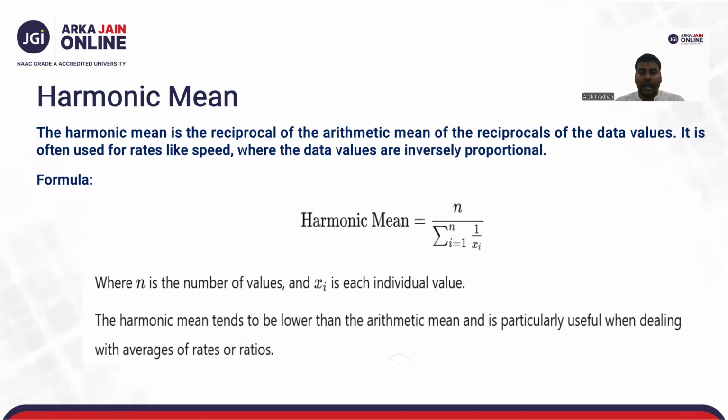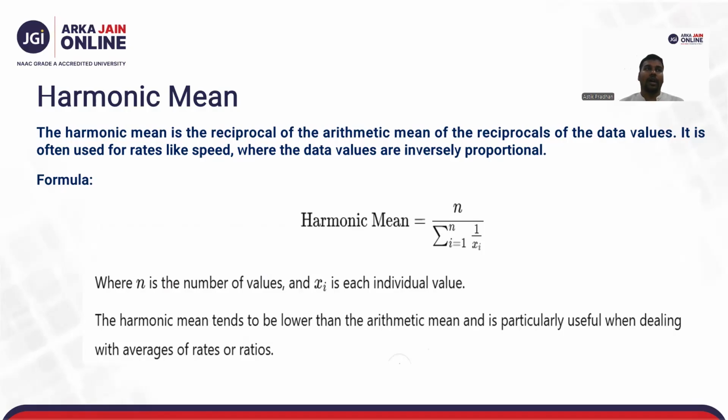The formula for the harmonic mean is n divided by the summation of 1 by xi, where i goes from 1 to n. Here n is the number of values, and xi is each individual value. The harmonic mean tends to be lower than the arithmetic mean, and is particularly useful when dealing with the average of rates or ratios.